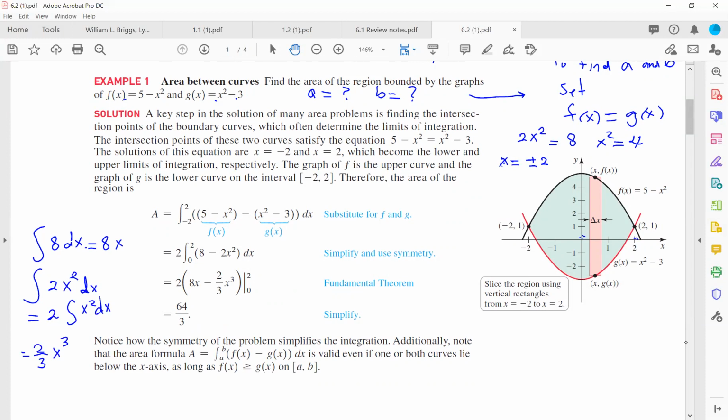Now you range x between 0 and 2. Don't worry about 0. You have x and x here. If you plug in 0, the outcome is 0. So just plug in 2 and do the calculation. The outcome, the total area, is 64 divided by 3. Next page.